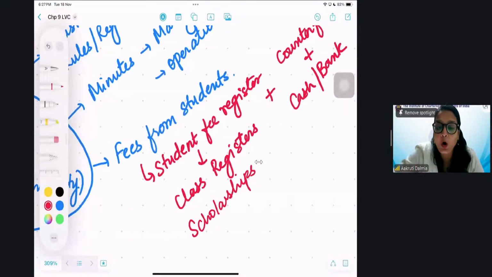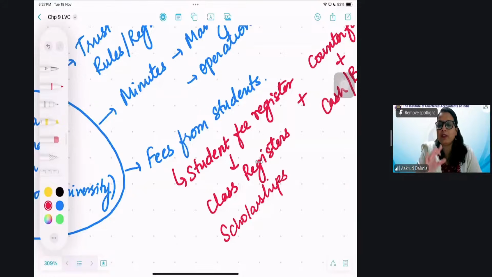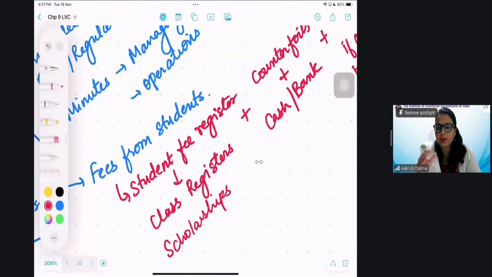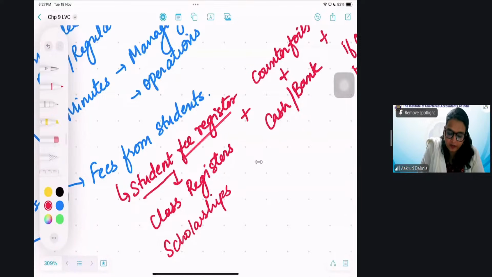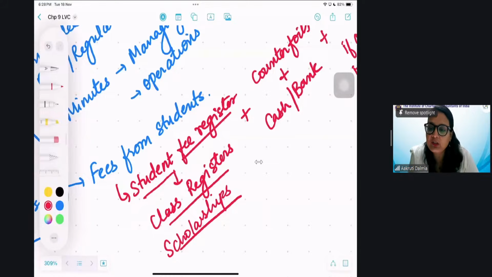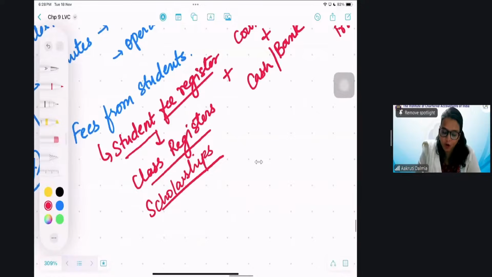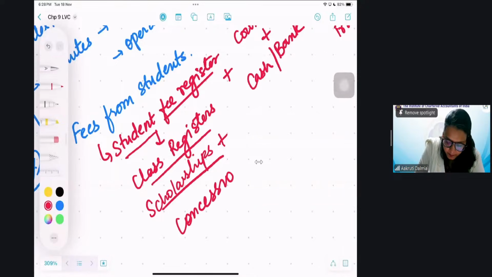Everyone clear till now? There is no end. Your answers are not wrong. Stationery fee, many things they take. Computer fees, cyber fee, all these they take. But that we can club under general fees. Think about materiality. Lab fees can be there if it's a science related college. So overall, this is how we will check fees from students. Whatever kind of fees you have collected, check the student fee register and match it with class registers and scholarships. Waivers and concessions also you can call it. This part is done.